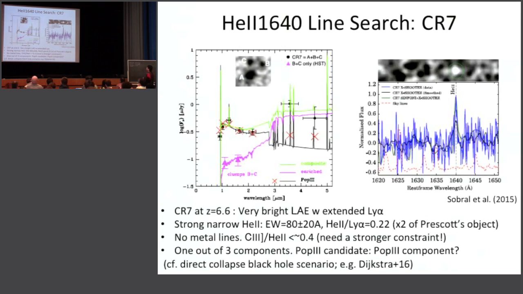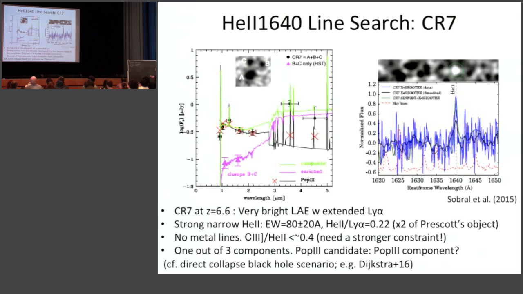And the second example is, as you know, the recent discovery of CR7 at redshift 6.6. This shows, again, a strong helium-2 emission line, and the equivalent width is very high, 80 plus or minus 20 angstrom. And this is the ratio of helium-2 to Lyman-alpha. These values of the helium-2 emission line are about twice as high as the object PLG1. And no metal lines are detected so far, only upper limits. However, still this upper limit is not strong enough.